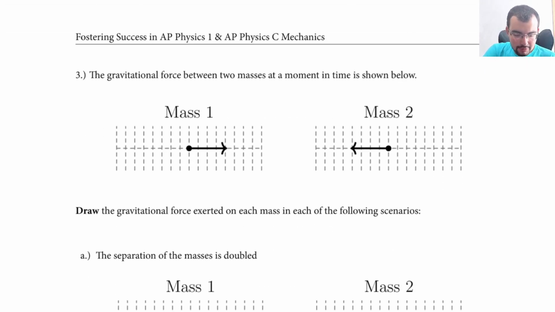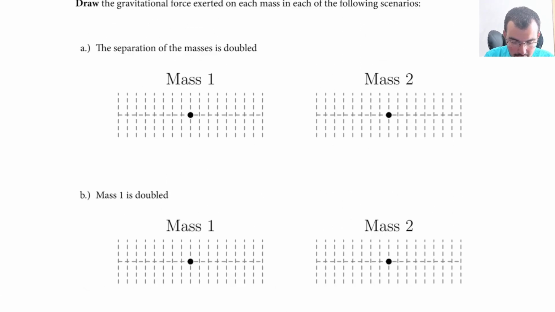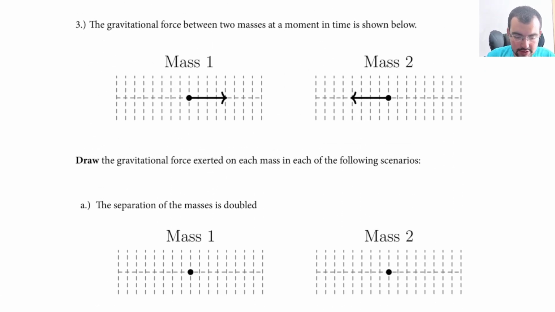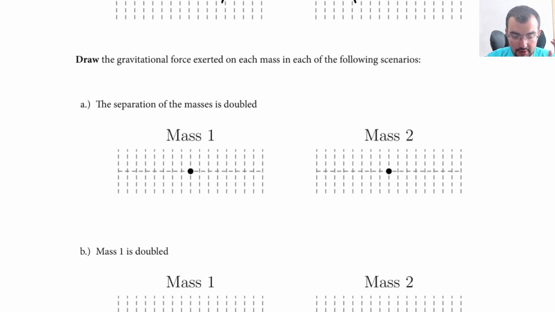All right, gravitational force between two masses at a certain moment in time is shown below. Draw the gravitational force under each of the following ratio questions. Okay. So notice that there's 1, 2, 3, 4 ticks of force there. And there's 1, 2, 3, 4 ticks of force there. Makes sense. They have to be equal and opposite because of Newton's third law. So these two objects are interacting with each other, so these are absolutely going to be the same at all times. What happens if we double the separation?